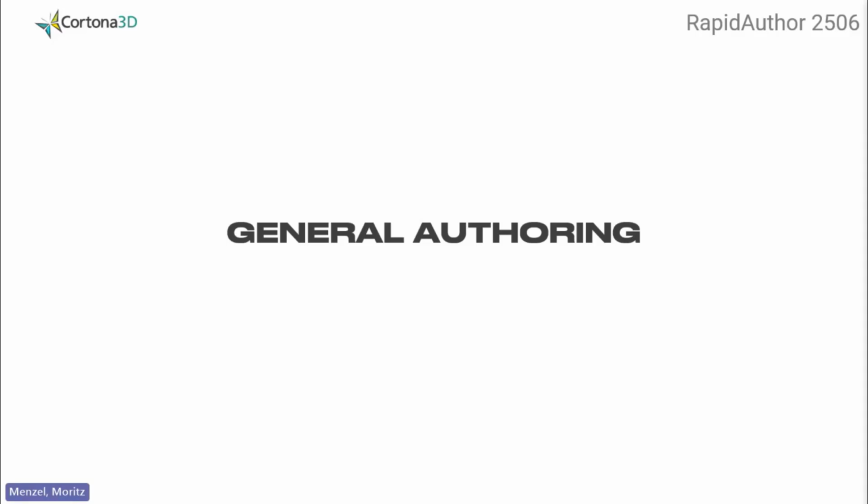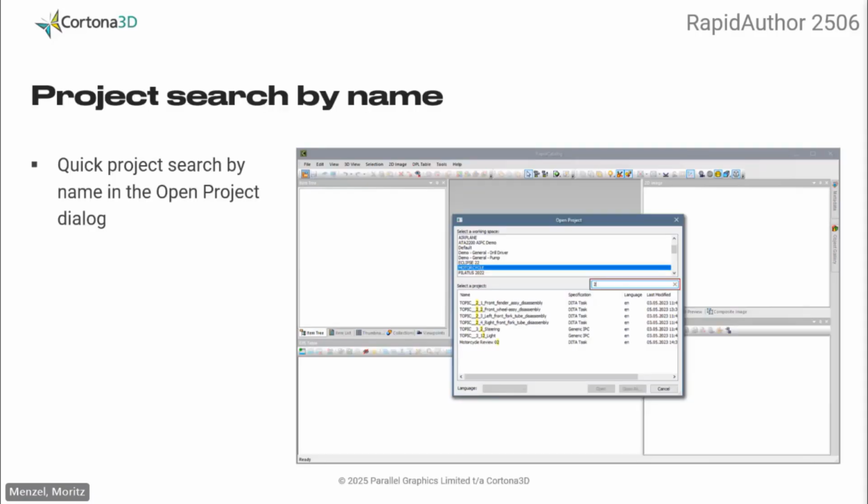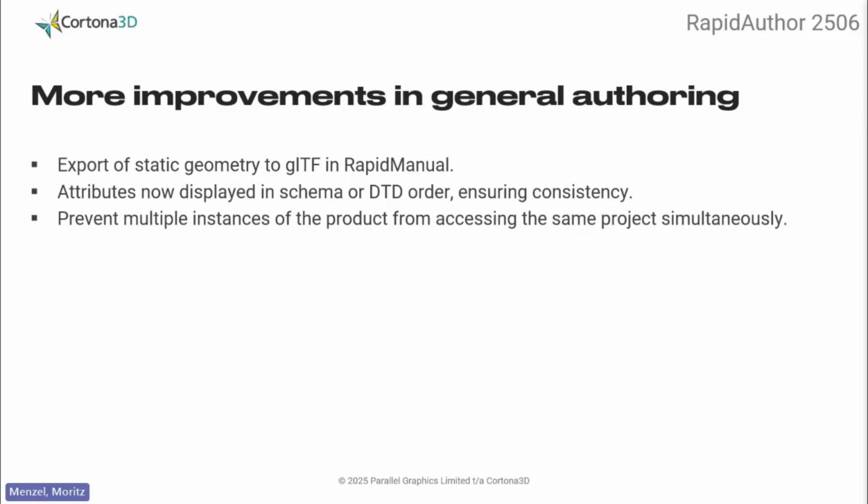And now let's have a look at general authoring improvements. Projects can now be searched by name in the Open Project dialog, so you don't have to waste your time scrolling through an especially long project list. And other improvements for general authoring include the export of static geometry to GLTF and Rapid Manual, in addition to VRML and X3D. This is mainly used for direct import into different viewer applications and augmented reality apps.